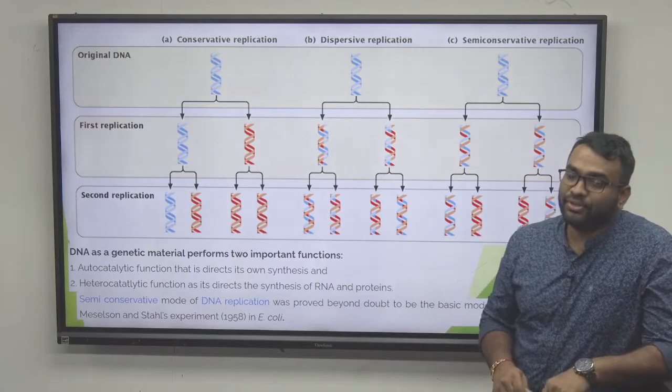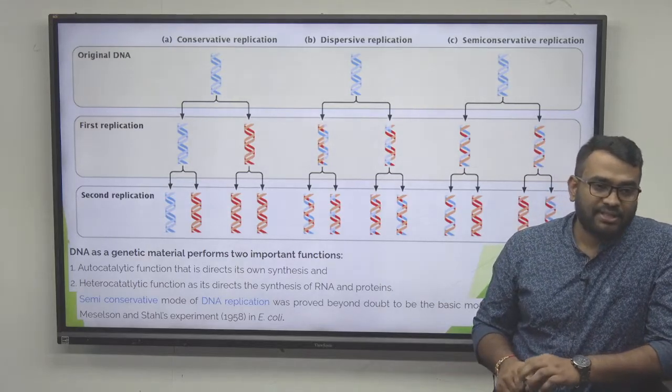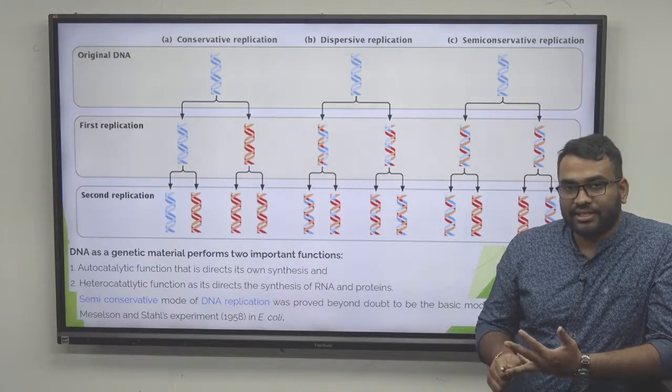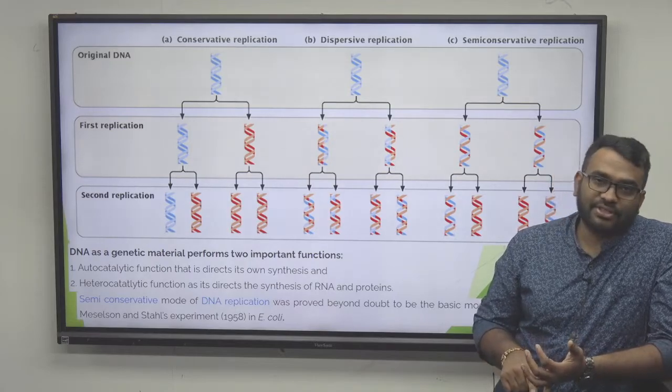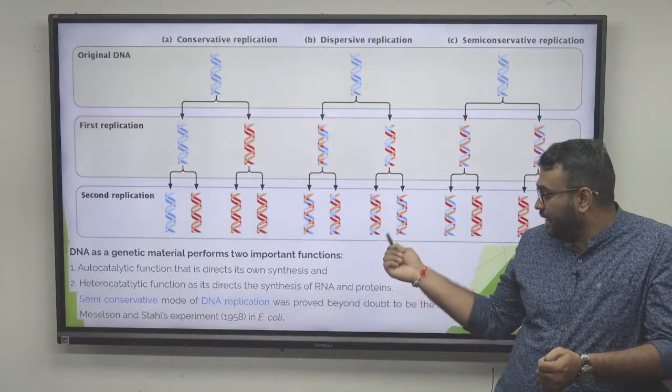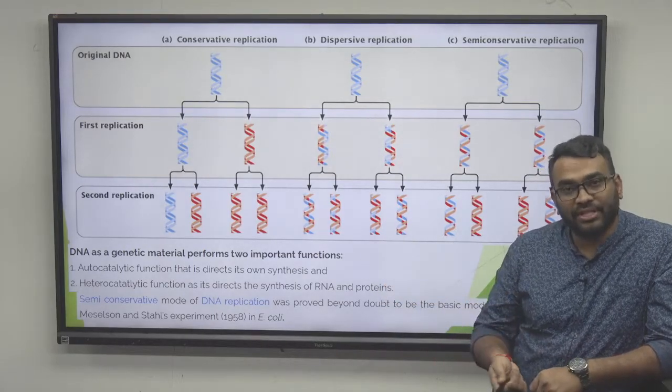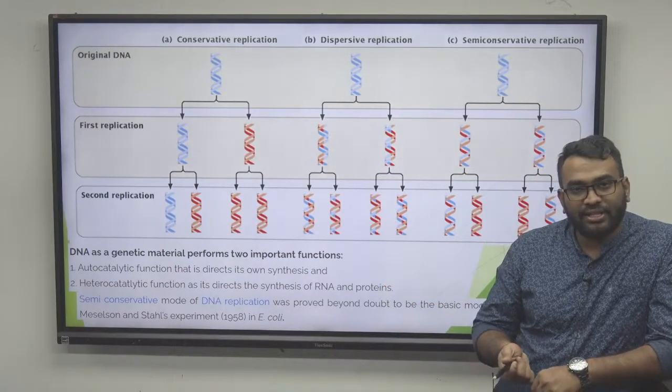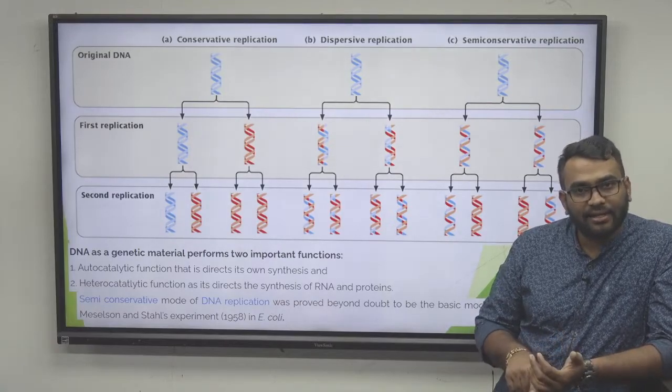And essentially you should know another two important words here. One is autocatalytic function and the other is heterocatalytic function. The autocatalytic function is pretty simple. Auto means what? Self. So here DNA is directing itself to create its own DNA, or else replicate its own DNA. So that's why it is called the autocatalytic function.